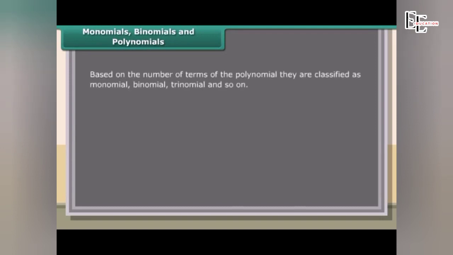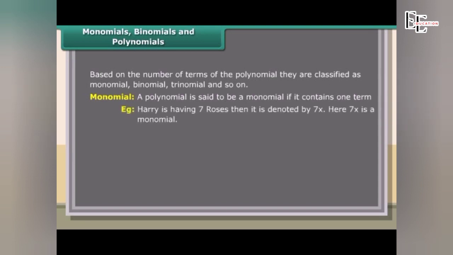Monomials, binomials, and polynomials. Based on the number of terms of the polynomial, they are classified as monomial, binomial, trinomial, and so on. Monomial. A polynomial is said to be a monomial if it contains one term. Example, Harry is having 7 roses, then it is denoted by 7x. Here 7x is a monomial.